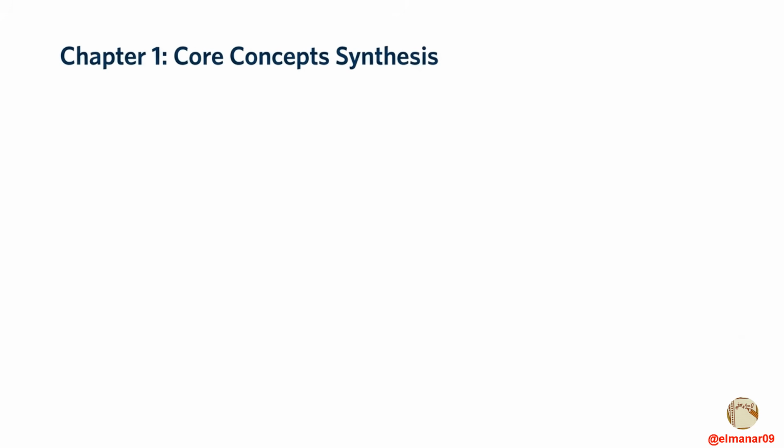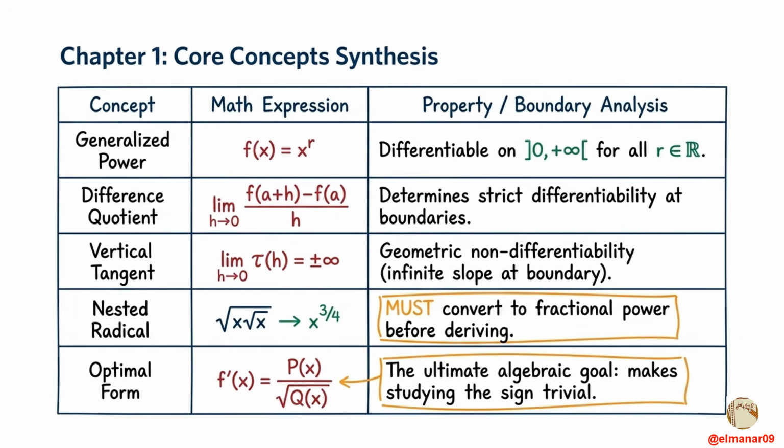Let's summarize everything we've learned in this core concept synthesis. 1. Generalized powers. f of x equals x to the r is differentiable on the interval from 0 to infinity for all real r. 2. Difference quotient. This limit is your best friend for determining if a function is actually differentiable at its boundaries. 3. Vertical tangents. If that limit goes to infinity, you have a geometric non-differentiability. The curve is just too steep there.